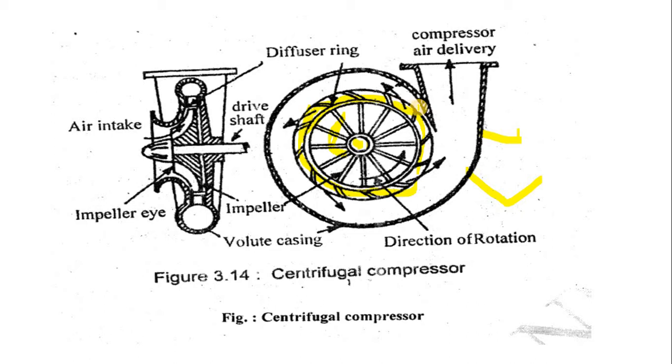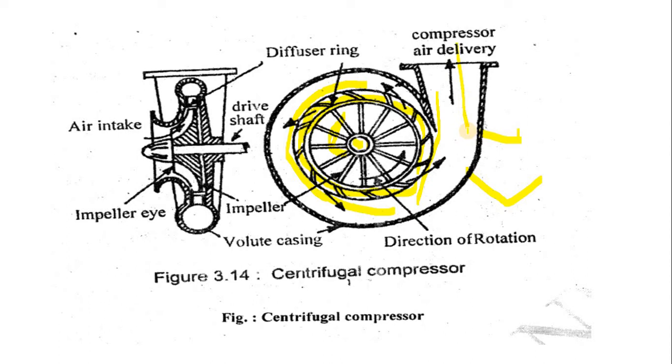After that, the high pressure air from the diffuser passes through the casing. The casing is designed in such a manner that the area of the cross section continuously increases from inlet to outlet, and finally the air continuously moves out through the delivery section with high pressure. So this is the main working principle of the centrifugal air compressor.